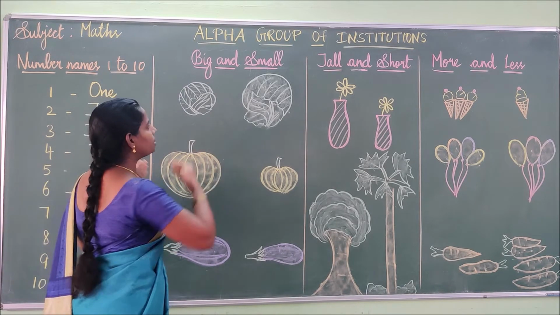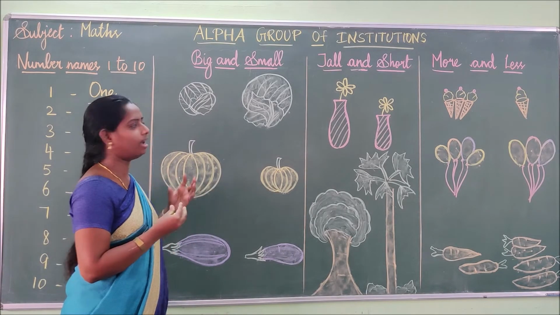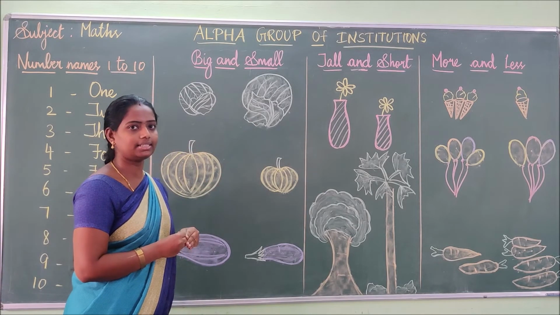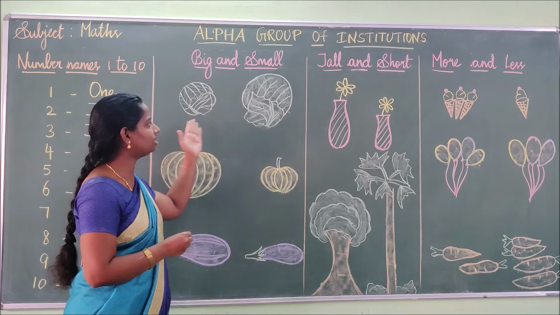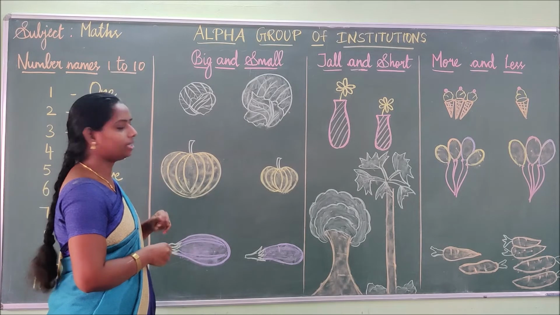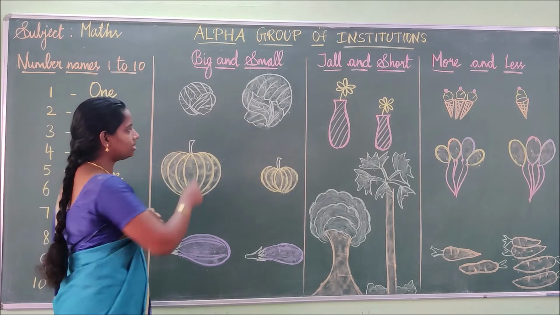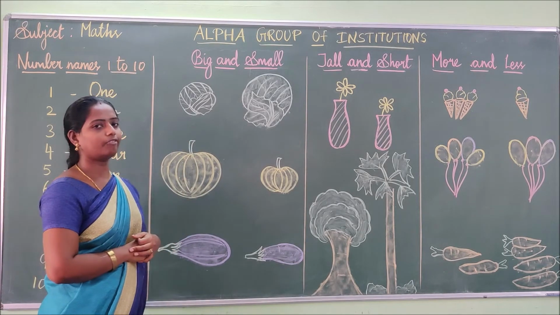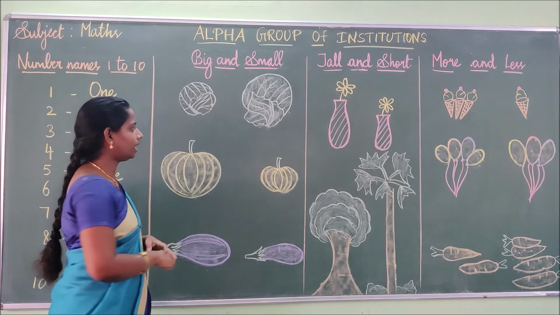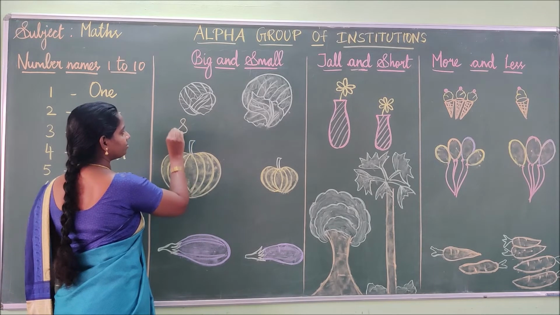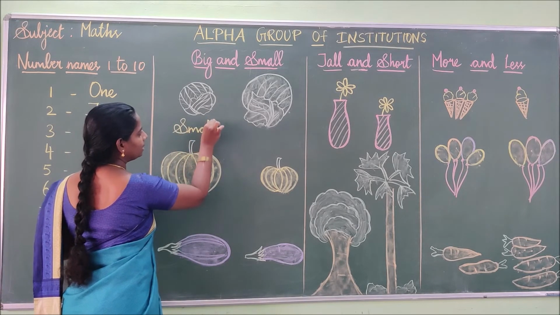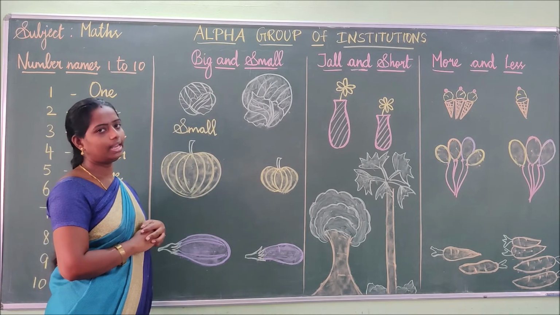From this diagram itself, you can easily say the first cabbage is smaller than this cabbage. Isn't it, children? So we have to write: this cabbage is small. And what is the spelling for small? You should know the spelling for small also, children. S-M-A-L-L. It is small cabbage.